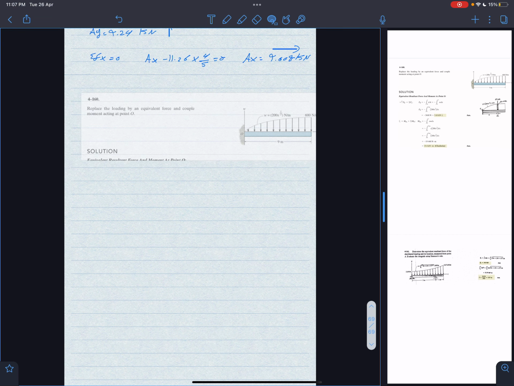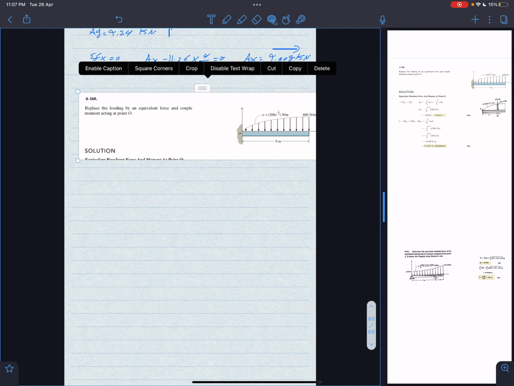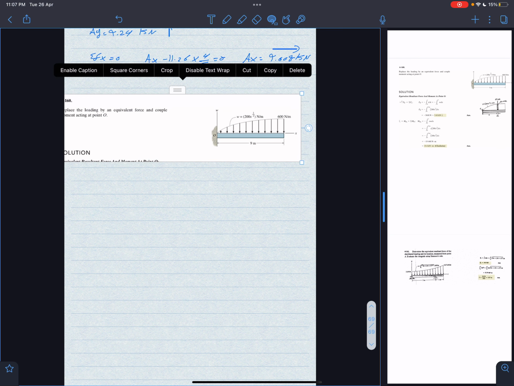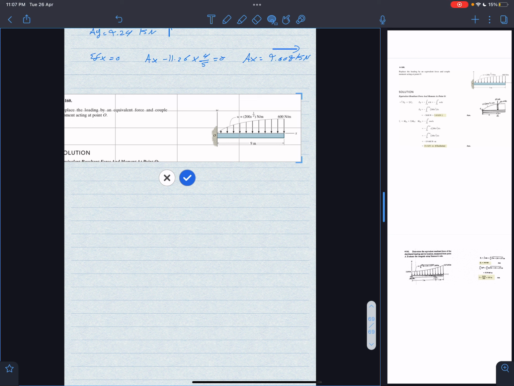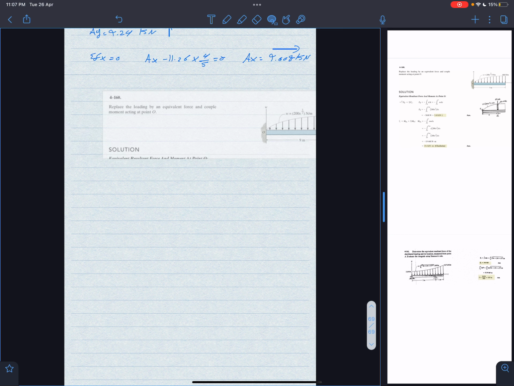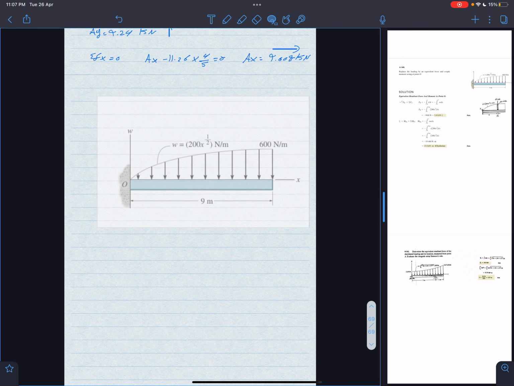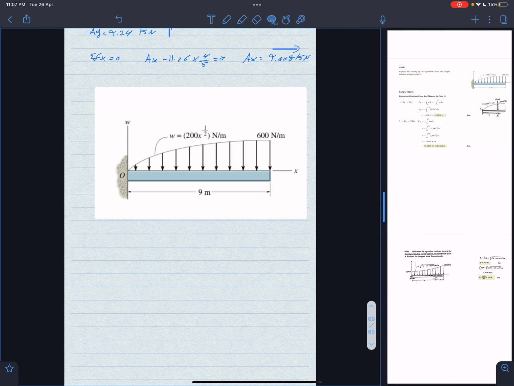شنو عندنا؟ السؤال يقول لنا replace the loading by an equivalent force and couple moment acting at point O. يلا خلينا نسوي كروب هني عشان بس نخلي الصورة. السؤال نفسه ما نحتاجه وايد. كروب هني يلا خلينا نخلي الرسمة نفسها. Okay, هذه clearly is not a simple or composite shape.